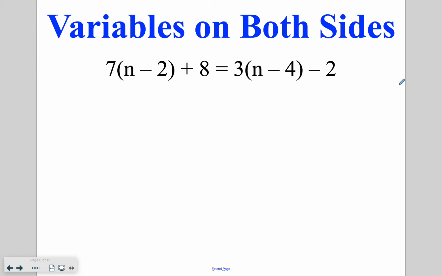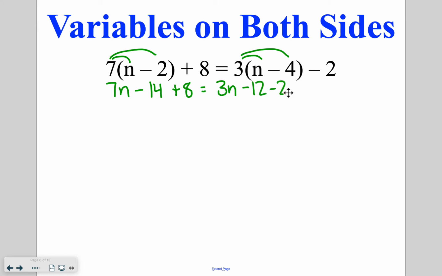Moving on to my next problem, I've got 7 times the quantity of n minus 2 plus 8 is equal to 3 times the difference of n and 4, subtracting 2. So the first thing I want to do is that simplifying step. I've got parentheses on both sides, so I can distribute to start. That's going to give me 7n minus 14 plus 8 is equal to 3n minus 12 minus 2.